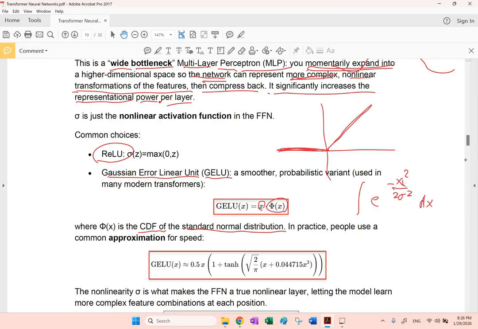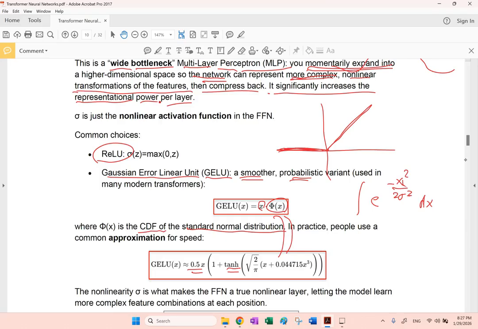Okay? So in many cases, instead of doing the table lookup, these transformers use an approximation for this, because there is no analytic closed form solution for that. But you can approximate it by 1 plus tangent hyperbolic of a cubic polynomial times a linear function. So this can be approximated by this, and many times they use this one. Okay? Now, what's so nice about this function? This function is smooth and probabilistic. Probabilistic because it is related to a normal distribution.